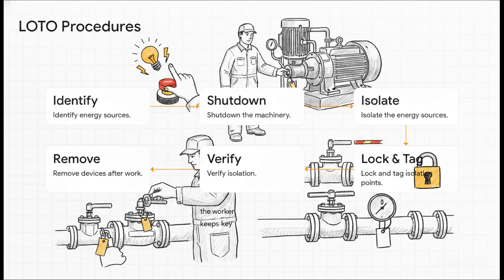And here's the kicker, the most important part. The worker keeps the key to that lock in their pocket the entire time. That guarantees the equipment cannot be accidentally energized by someone else while they are literally inside the machine. Once they're done, they just remove the devices.